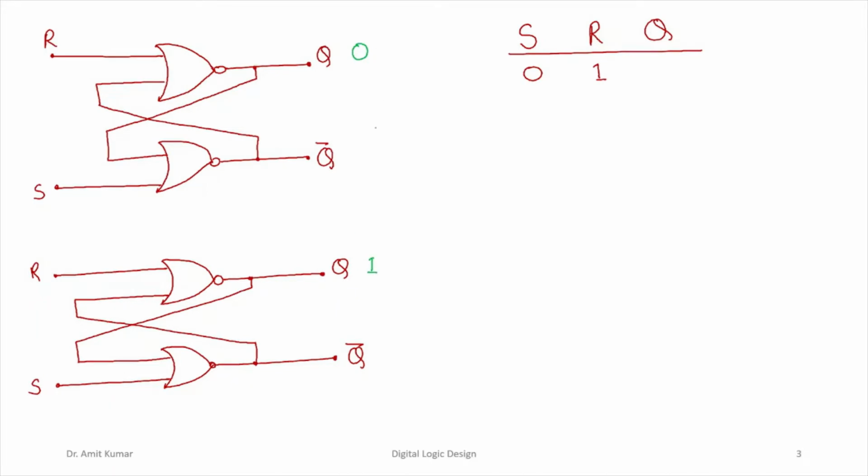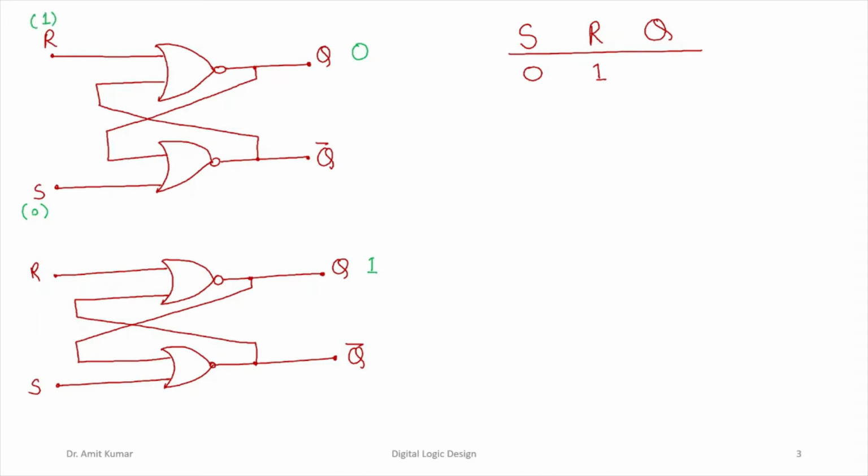These are only the two possibilities for this output Q. We'll start with this first possibility first, right? We'll say that previously the output value is containing a value logic 0, and now we will apply the input, that is we will apply the input S to be 0 and we will apply the input R to be 1, right?